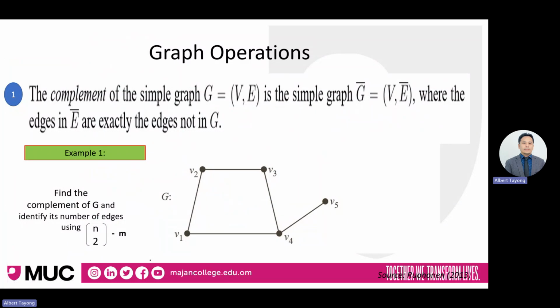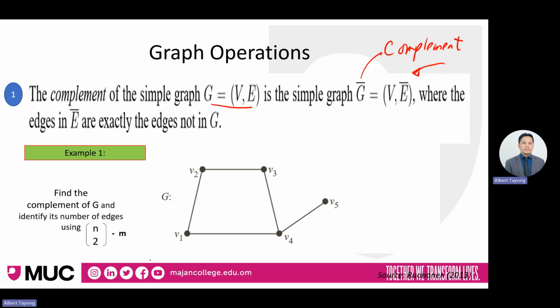We'll now discuss the graph operations. Going to start with the complement of a simple graph. So the original graph has a set of vertices and edges, G equals V comma E, and its complement, G bar, is equal to the same vertices, comma, and the opposite of the edges.